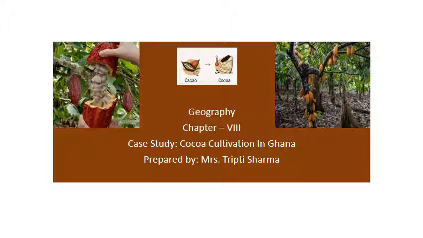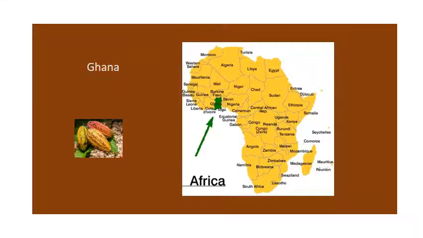This is chapter 8 and the topic we are going to study is Case Study: Cacao Cultivation in Ghana. Ghana, officially the Republic of Ghana, is a country along the Gulf of Guinea and the Atlantic Ocean in the sub-region of West Africa. Ghana means warrior king.